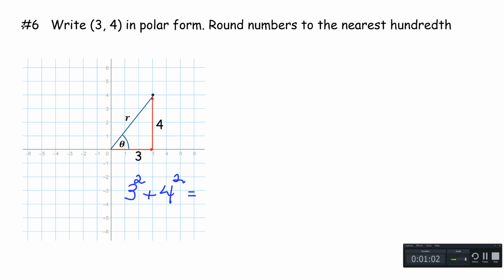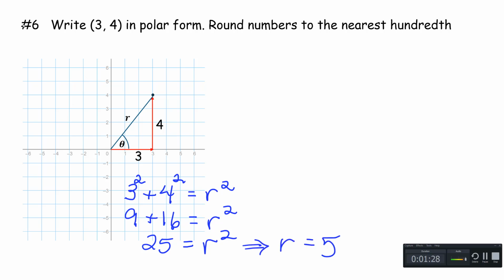So 3 squared plus 4 squared should equal R squared. Now, that's 9 plus 16 equals R squared. We add 9 and 16, we get 25 equals R squared. So if R squared is 25 and we take the square root on both sides, that means that R is equal to 5. So we found our R. Now we need to find theta.